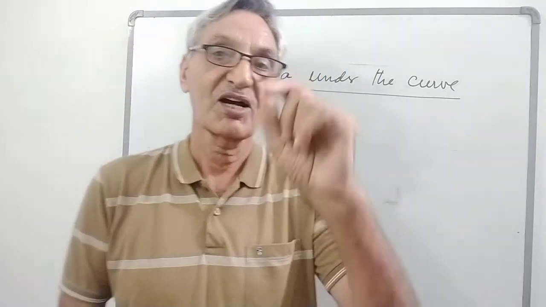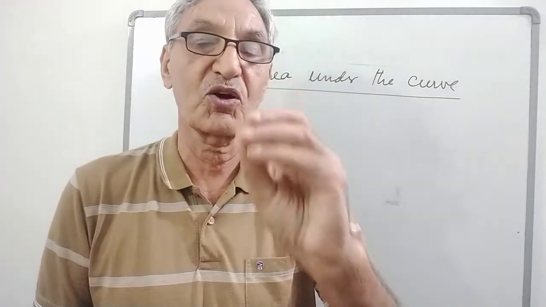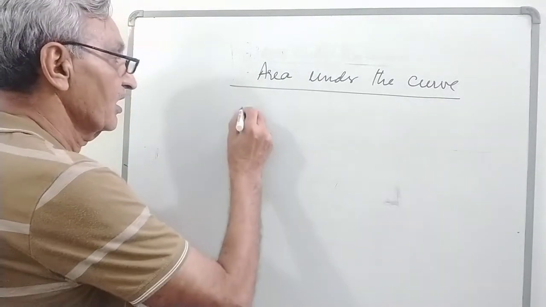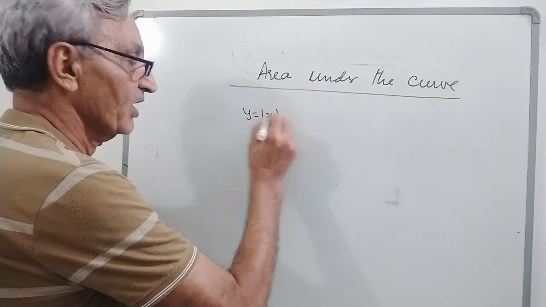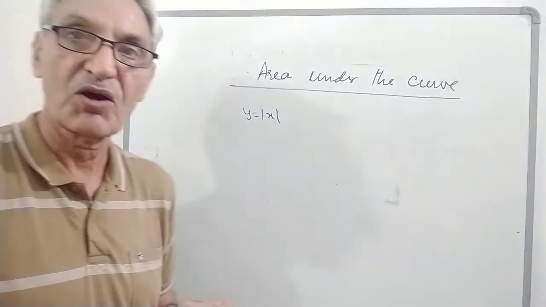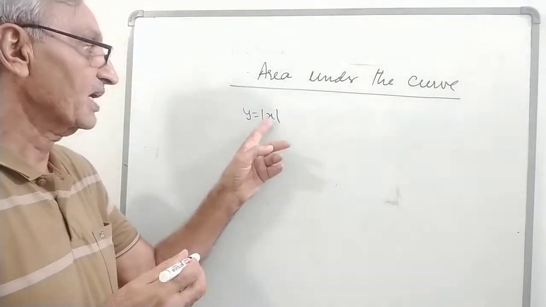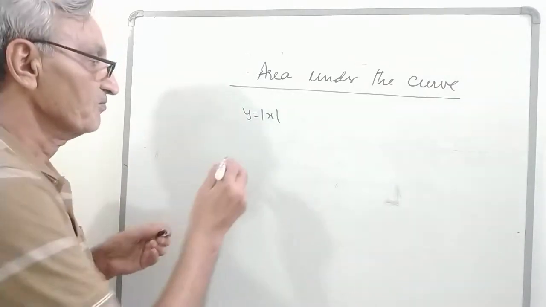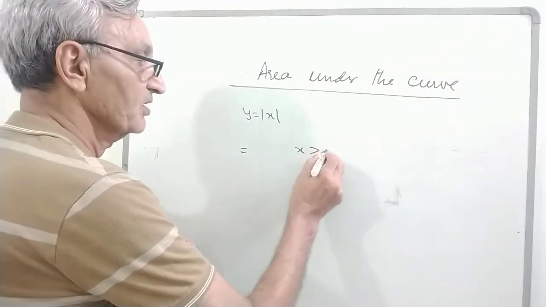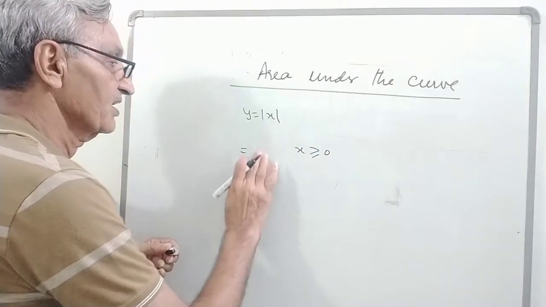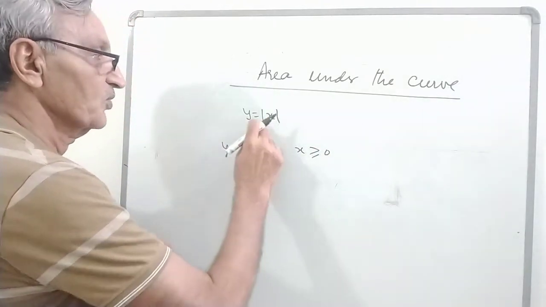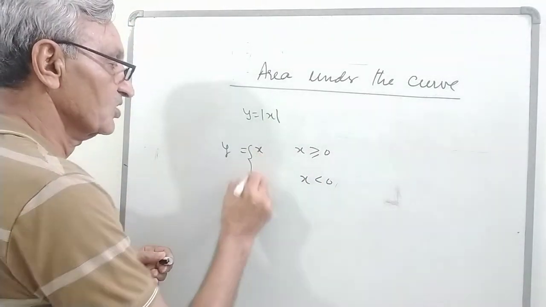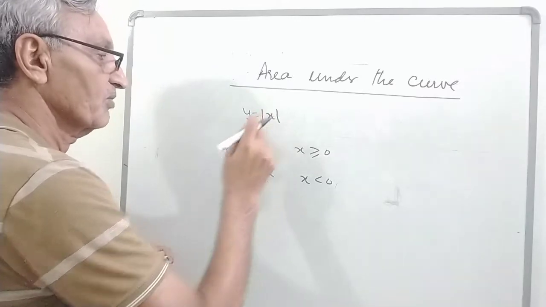Before I go for the area, I want to draw the graph of some modulus function. Suppose I want to find the graph of y is equal to modulus of x. What does modulus of x mean? You can put x positive or negative, y will always be positive. Now if x is positive, then y is equal to x. When x is negative, this will be converted to minus.